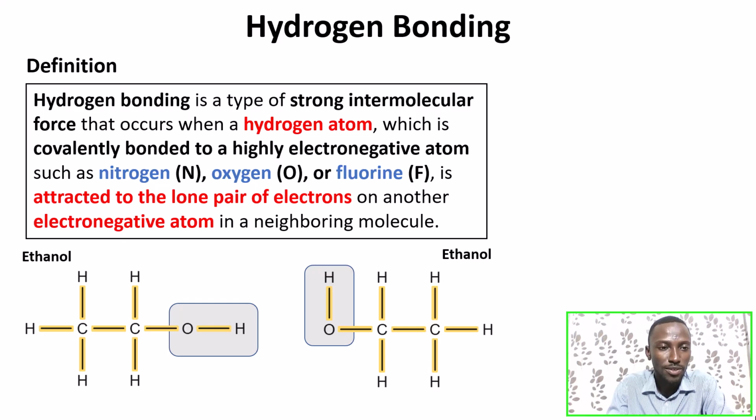If you look at the definition of hydrogen bonding, we said it is a type of strong intermolecular force that occurs when a hydrogen atom which is covalently bonded to a highly electronegative atom such as nitrogen, oxygen, or fluorine. In this case, hydrogen is bonded to oxygen, which is highly electronegative. The definition continues by saying this hydrogen is attracted to the lone pairs of electrons on another electronegative atom in a neighboring molecule. Now, for the hydroxyl group, oxygen is highly electronegative and has lone pairs of electrons.